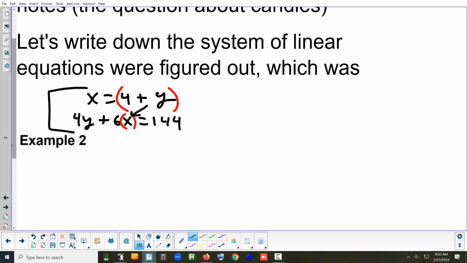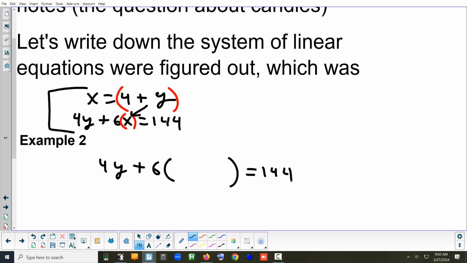So what's going to happen to the 4y when we fill in for x? Nothing. What's going to happen to the plus sign? Nothing. How about the 6? Nothing. The x, yes, something's going to happen there. So leave some room to fill in for the x. How about the equals 144? Stays the same.